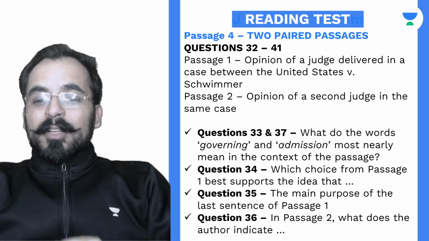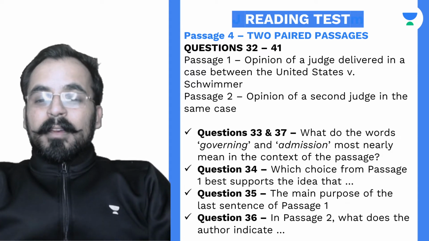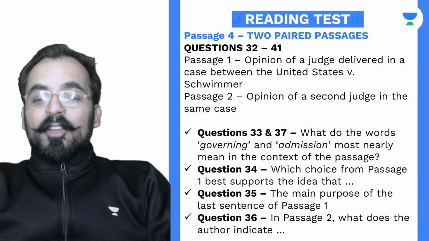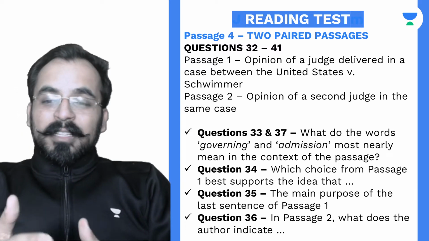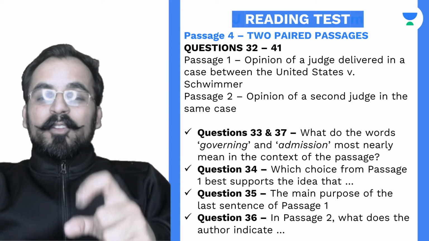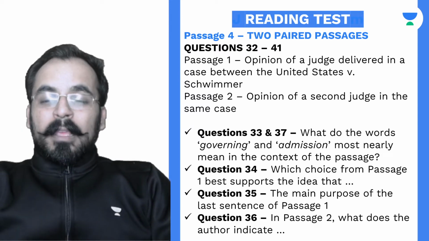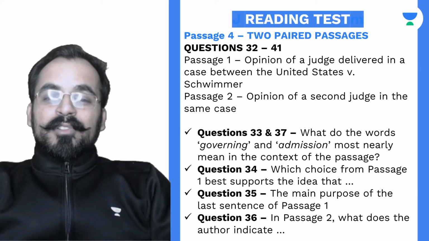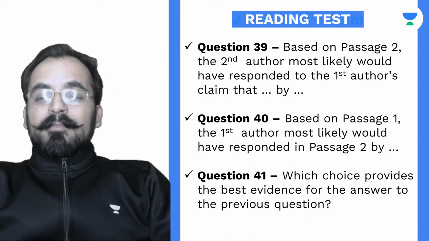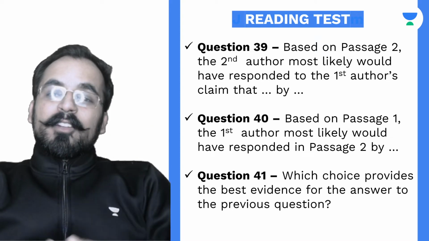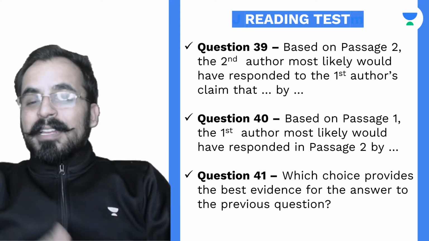Question 36 was based on your ability to understand what the author indicates. Question 37, as I told you, was a vocabulary in context question: what does the word admission mean in the context of the passage? Let's come to question number 39. Again, an individual passage 2 based question. It asked, based on passage 2, how the second author most likely would have responded.